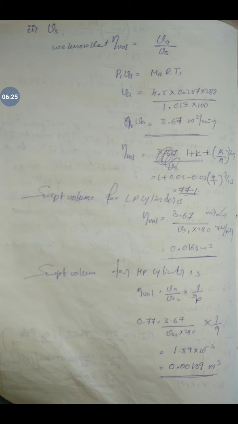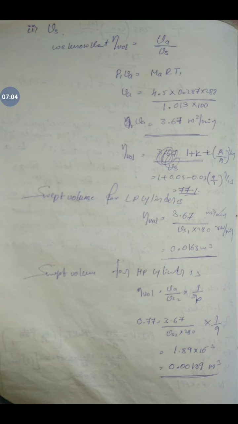From this, we can substitute in the above formula, that is, volumetric efficiency is equal to actual volume by swept volume. When substituting, the swept volume should be multiplied by the number of cycles. So volumetric efficiency is equal to 3.67 divided by Vs1 into 280. From this, the swept volume of the LP cylinder we get as 0.0168 meter cube.